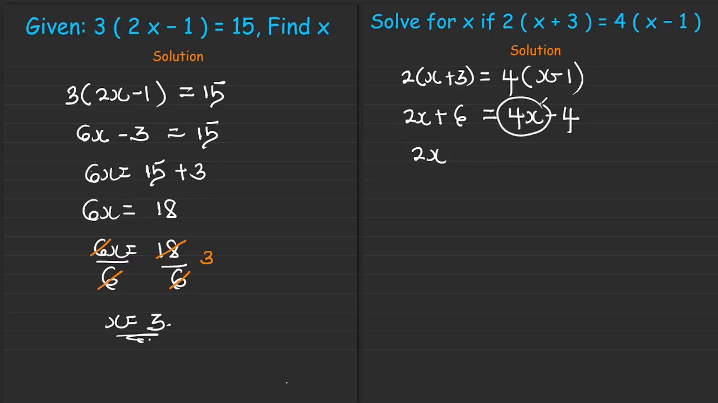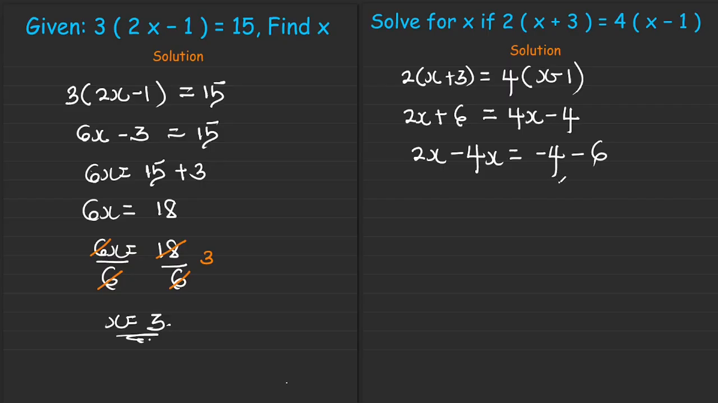So all we need to do is to bring this positive 4x to the left hand side. And it comes as a negative 4x equals, on the right hand side, we already have this negative 4. So we will now want to bring the positive 6 to this side. And since it's positive 6, it moves to the other side to become a negative 6.